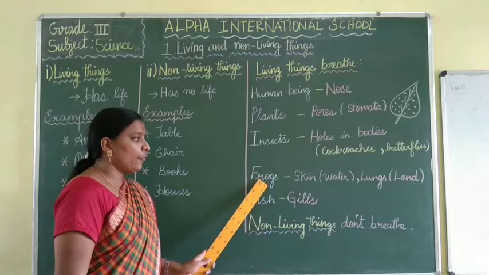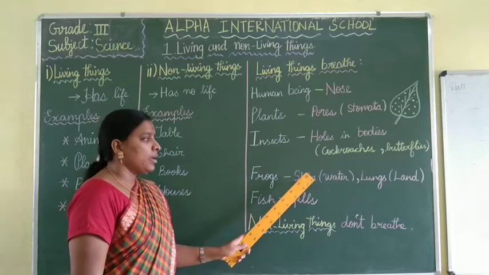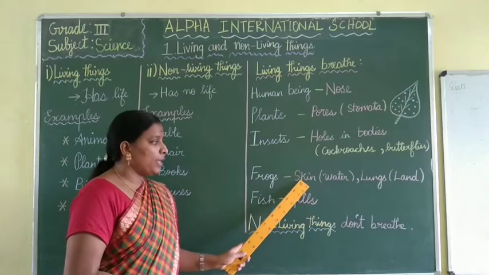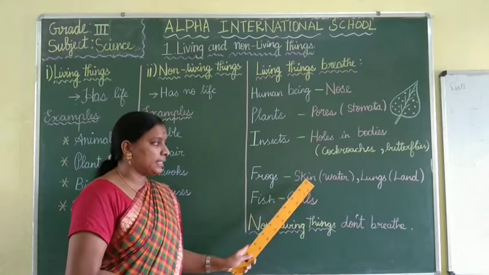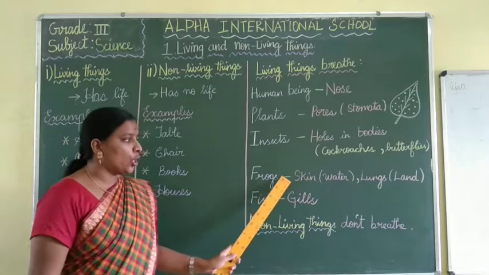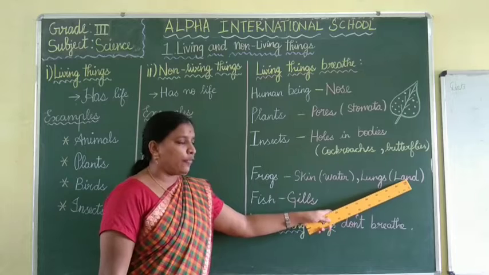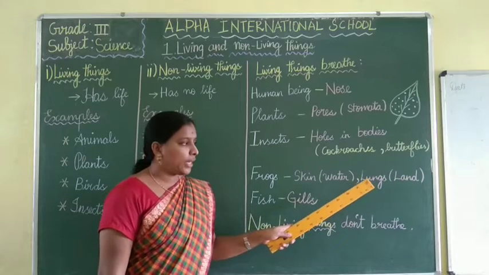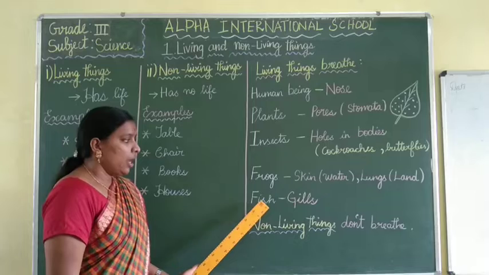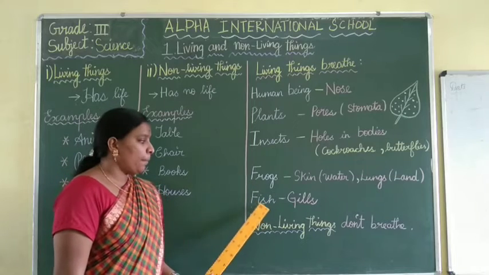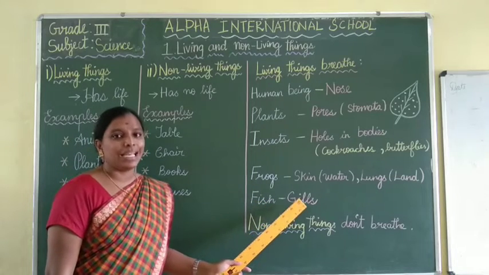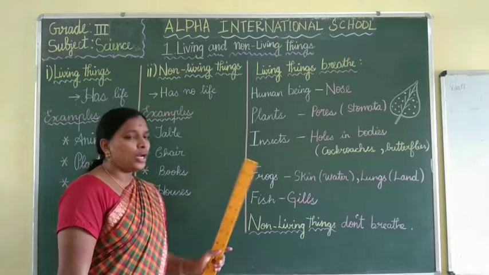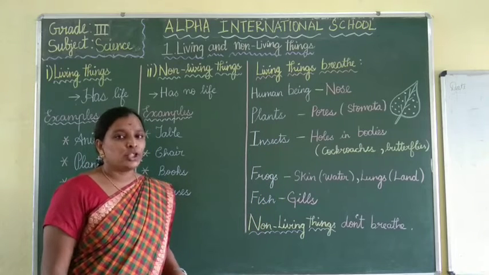Then frogs. How will frogs be breathing? If they are in water, they will breathe by their skin. When the frogs are in land, they breathe by lungs. Okay, children? Then fish. How do fish breathe? The fish breathe by using the gills. Gills. Okay, so using these examples for living things, this is how they breathe.